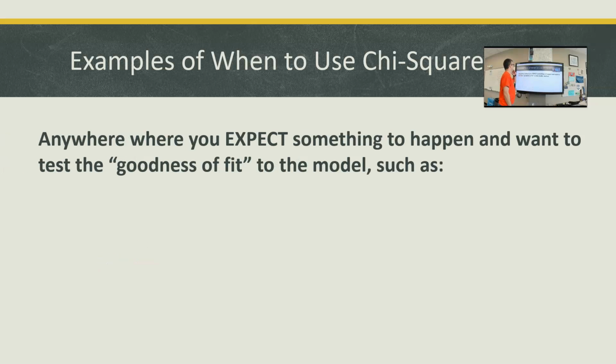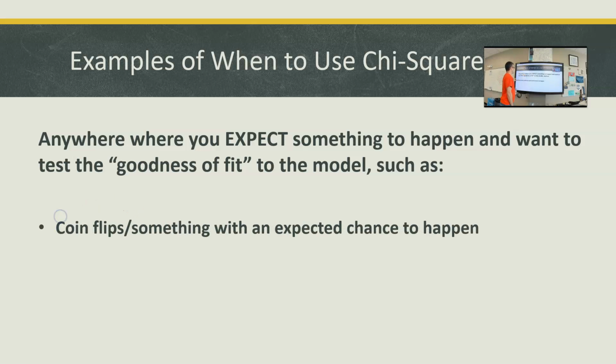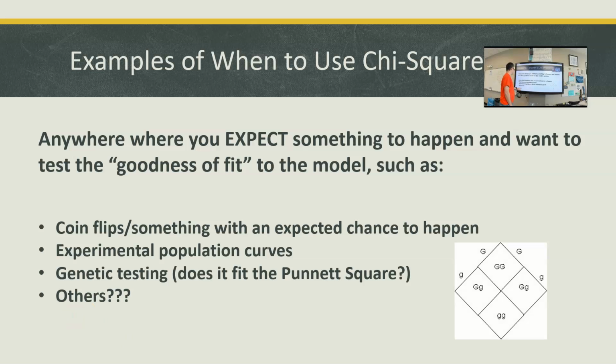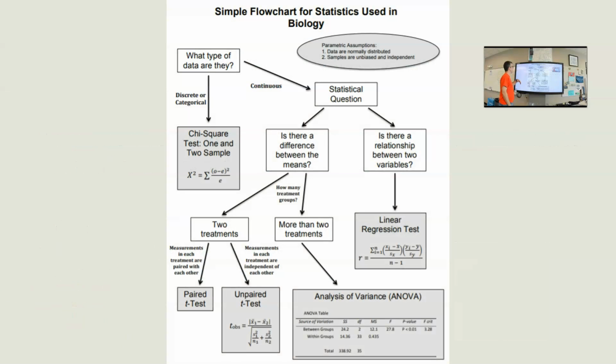All right. Anywhere where you expect something to happen and want to test the goodness of fit to the model, this is where you would use the chi-square, such as coin flips, something with an expected chance to happen, experimental population curves, genetic testing, does it fit the Punnett square, and so on and so forth. All right, so we need to move on.